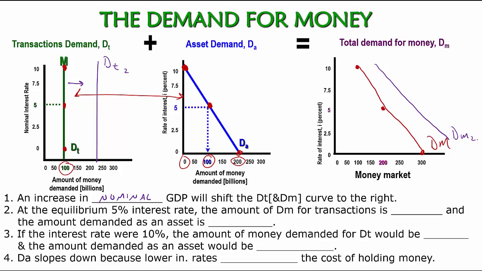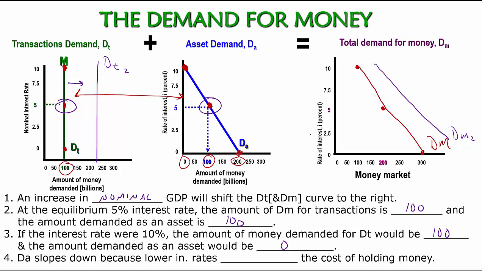At numbers 2 and 3, we really already answered. At the equilibrium 5% interest rate, the amount of money demanded for transactions would be the 100 billion, and the amount demanded as an asset would also be 100 billion. That's these 2 points here. If the interest rate were 10%, we still need 100 billion for transactions, but now we're only going to hold 0 for assets.